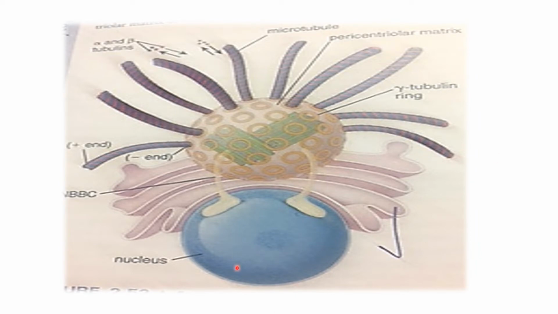Here is the nucleus. Here is the microtubular organizing center, which is near the nucleus. You can see here rings. These rings called the gamma tubulin. From these gamma tubulin, alpha and beta tubulin join together and polymerize, forming protofilament. 13 protofilament will form a microtubule.